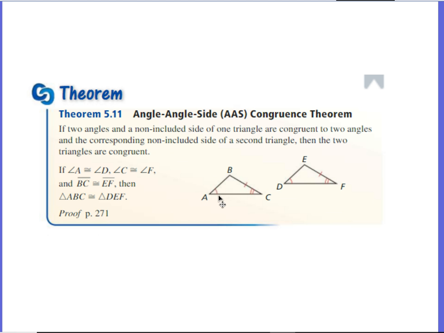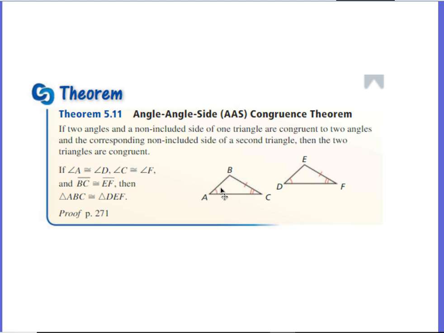Two consecutive angles that are correspondingly congruent, and the next non-included side of one triangle is congruent to that same next non-included side of the second triangle. That means that these two triangles are congruent.